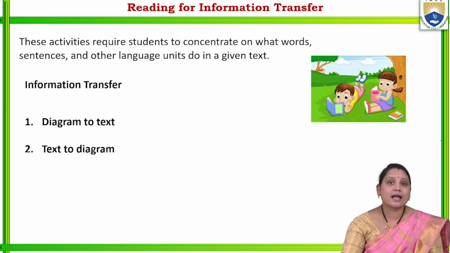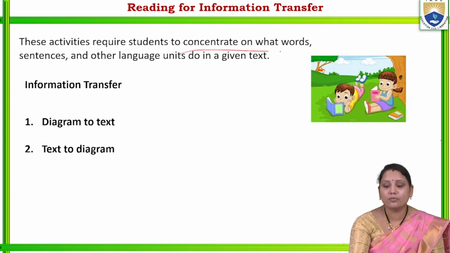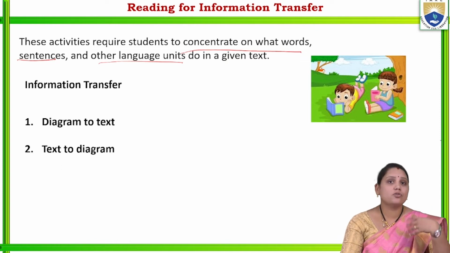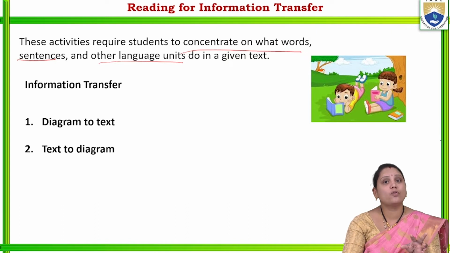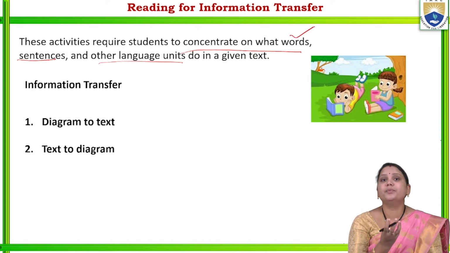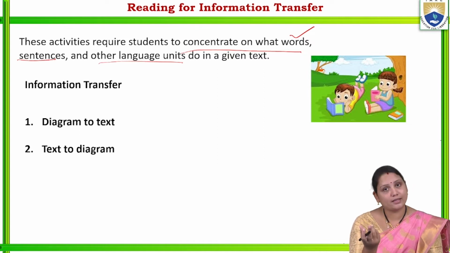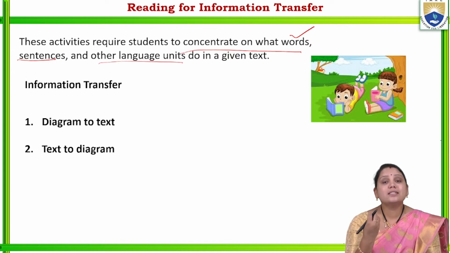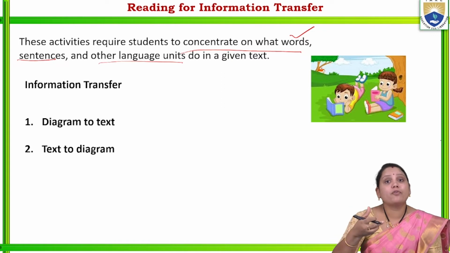Next comes, these activities require you to concentrate on what words, sentences and other language units do in the given text. Now, is it very easy to understand the text and just draw a diagram? No. What are the things you have to focus on while changing text to diagram? That is words. Understand the words in the text and try to replicate those words in the form of a diagram. Next, sentences. What are the sentences rendering? What is the meaning of that particular sentence such that you can put it in the form of a pictorial representation? That is more important.